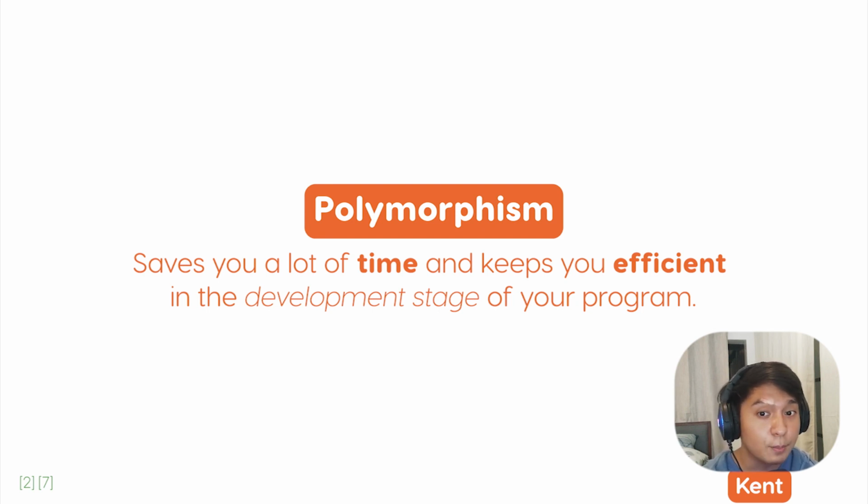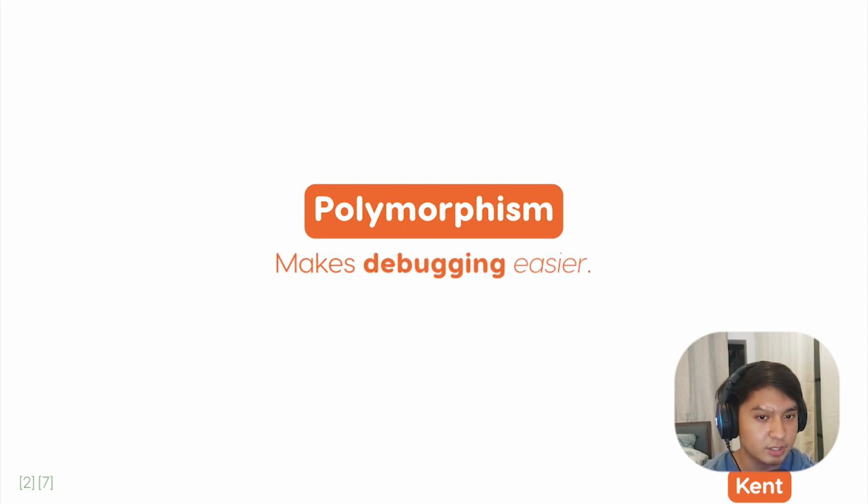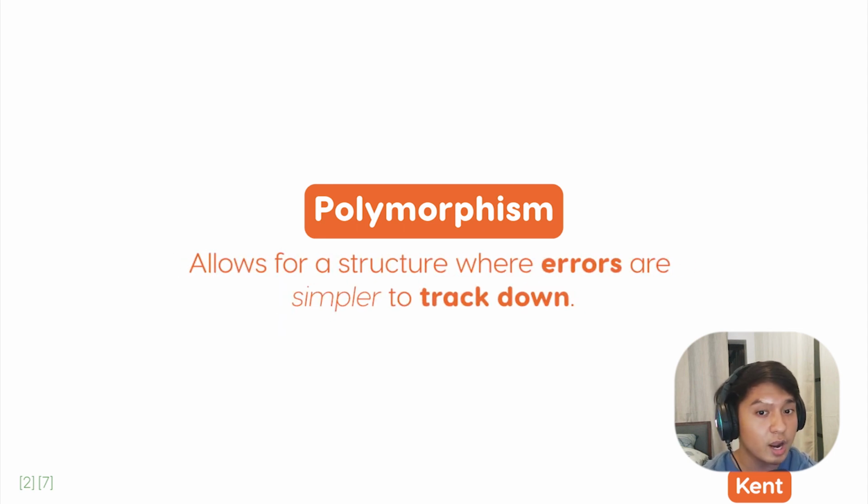On top of that, polymorphism makes debugging easier. It allows for a structure where errors are simpler to track down, making our lives as developers more manageable. But yeah, that's it from me.